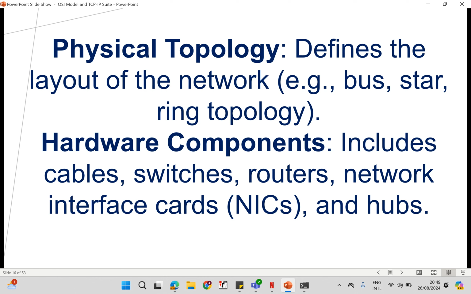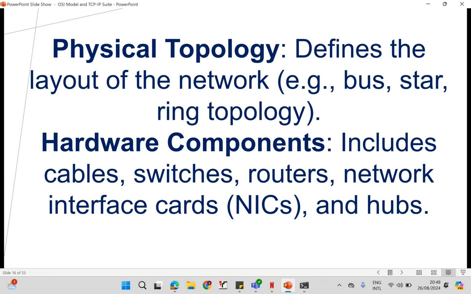Another function is physical topology. It defines the layout of the network. It helps you to know, is it a bus? Is it a star? Is it a ring topology? We've looked at different kinds of topology before. And hardware components: it includes cables, switches, routers, network interfaces, etc.